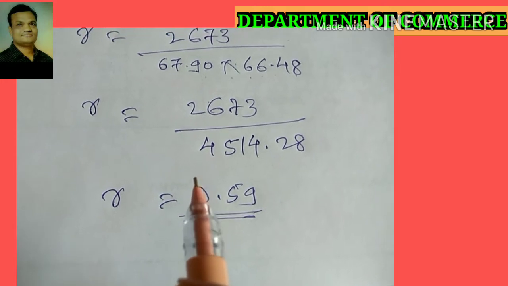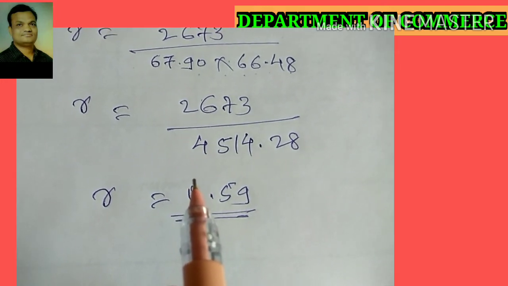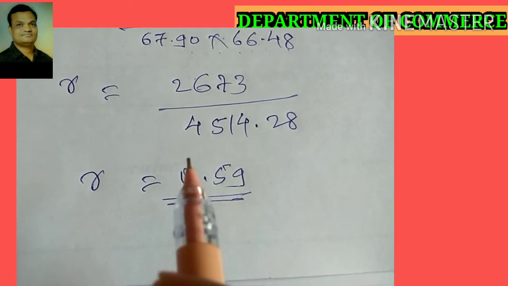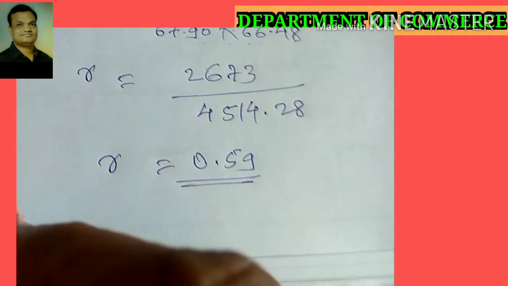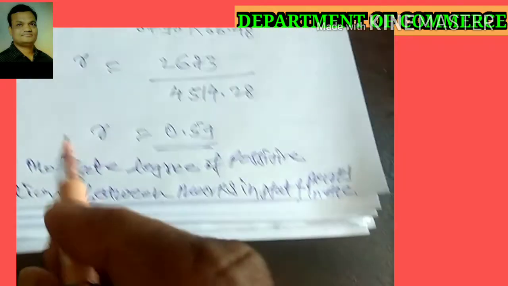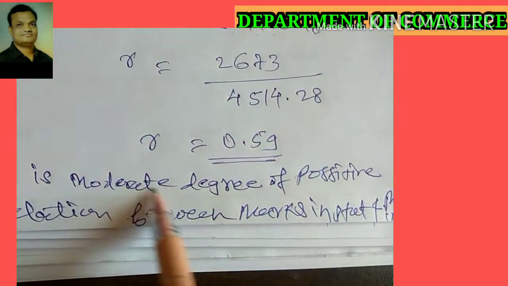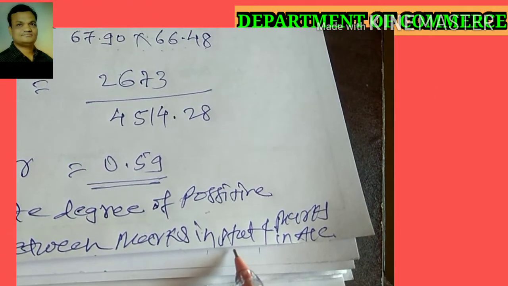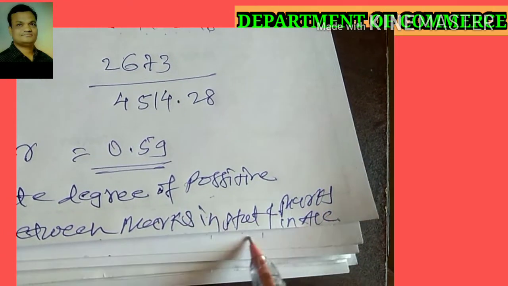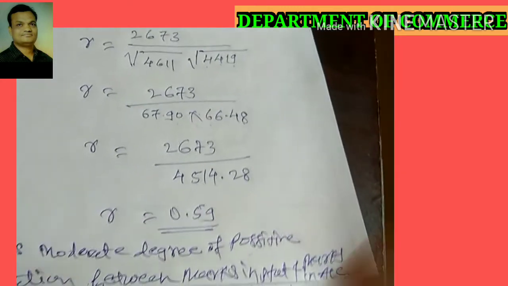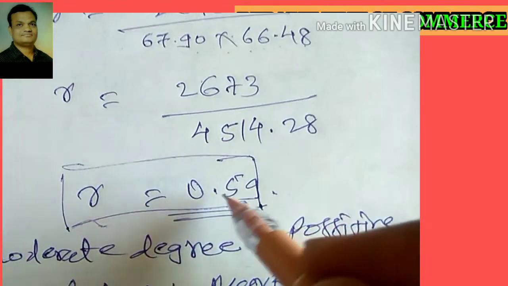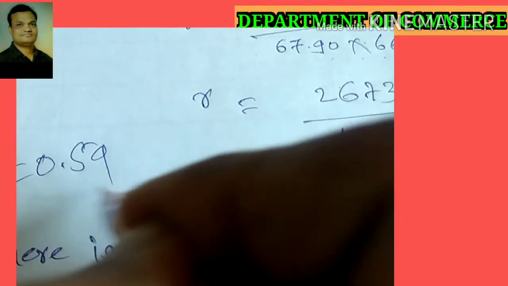Now it's clear that there is a moderate degree of positive correlation between marks in statistics and marks in accounting. So right here we have the conclusion: there is a moderate degree of positive correlation between marks in statistics and marks in accounts. So we have found here the coefficient of correlation R equal to 0.59.